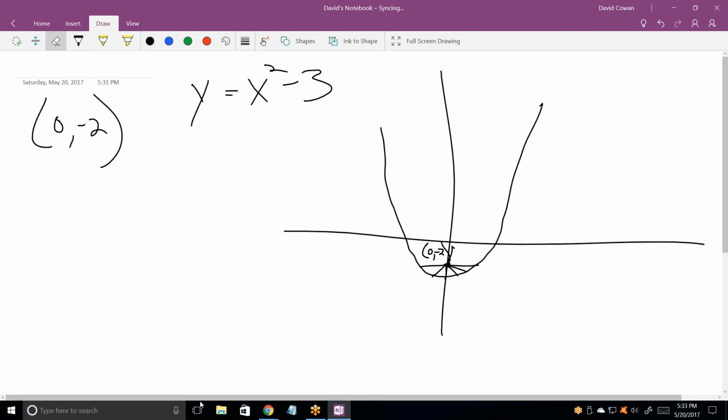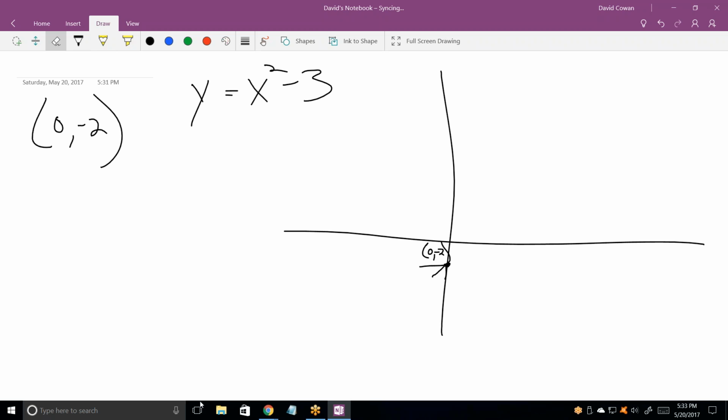Well, it's pretty easy to look at this and think that this is the shortest distance. In other words, the vertex of the parabola. But we really don't know. In other words, it really becomes a calculus problem.